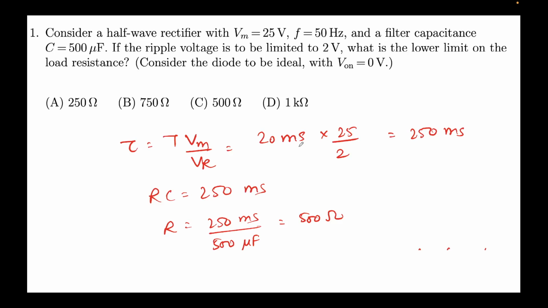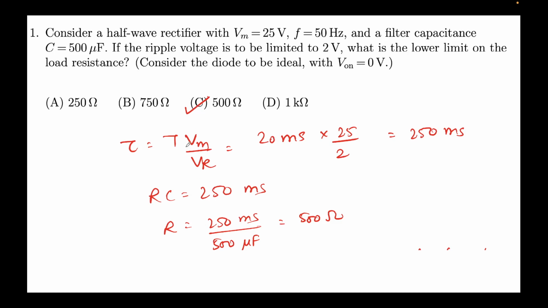T is 20 milliseconds, as we denoted. We got this from frequency. This is 25 over 2. So this expression comes out to be 250 milliseconds. So the time constant for this circuit is 250 milliseconds, and the time constant is nothing but RC. We know the value of C already, 500 microfarad. You put this and you get the value of R as 500 ohms, which happens to be option C.